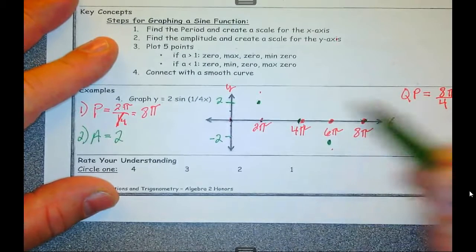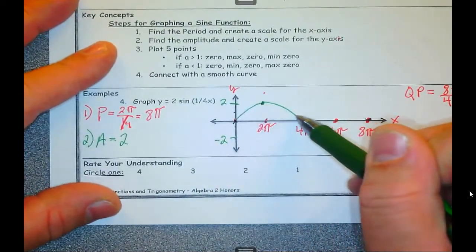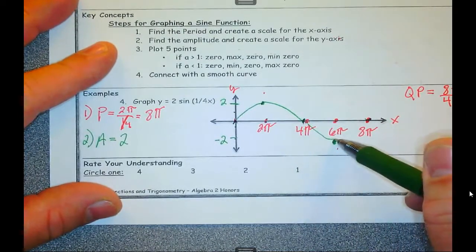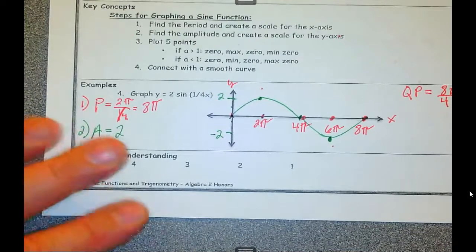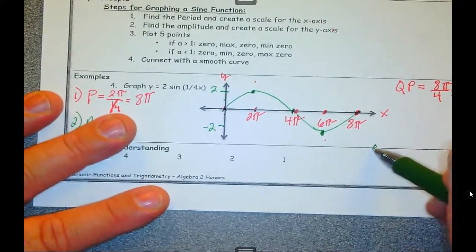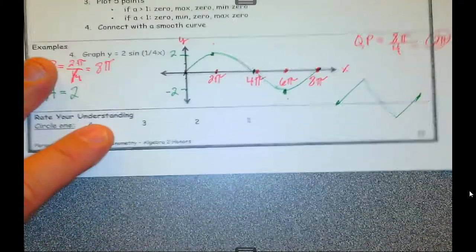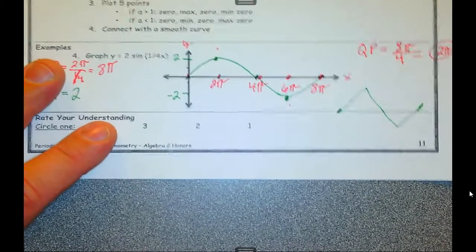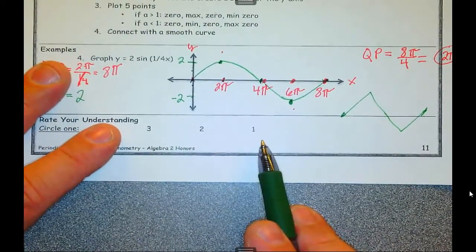Now, this is where you're going to use your smooth curves. I don't want to see this. Now, you're going to start at 0. I don't want to see that. That's not the sine function. You have to use smooth curves.